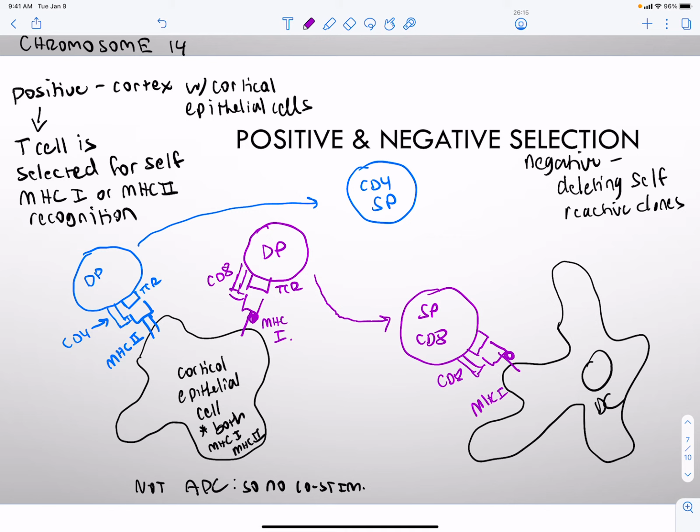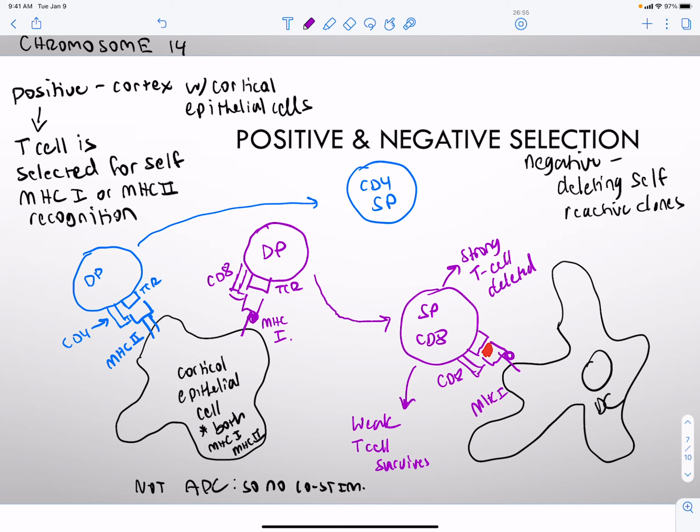Now, this time, you are looking for peptide. So here's the peptide. Now, if the interaction is weak, the T cell survives. If the interaction is strong, the T cell is deleted. And that's because if the T cell recognizes MHC but not the peptide, it's going to bind for a small period of time, but then it's going to move on and get released.